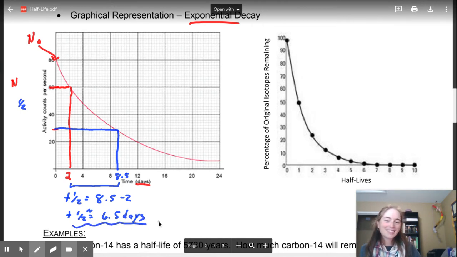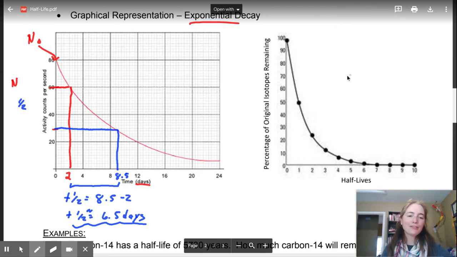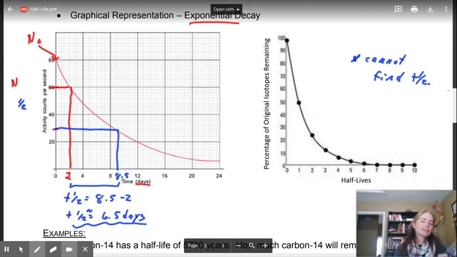Sounds good, guys? All right. Now, this graph here is significantly less useful to us. We cannot find half-life off of this one. Why is that? I want you to look at the axis and think, why can't I get the half-life off of this? You guys got it? Hope so.